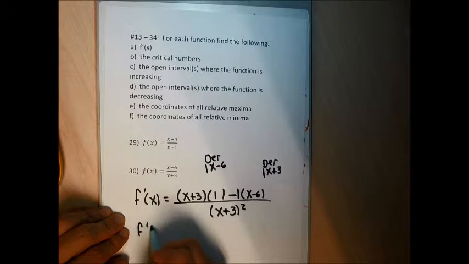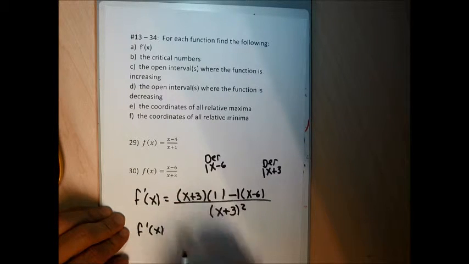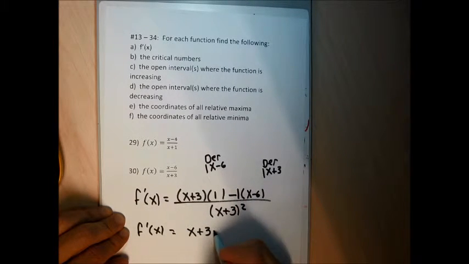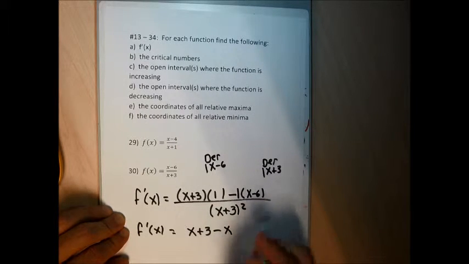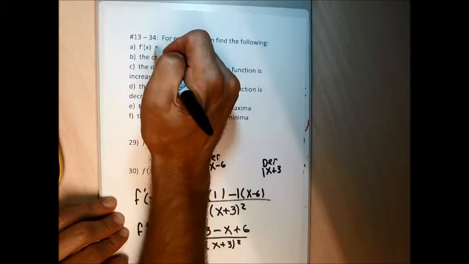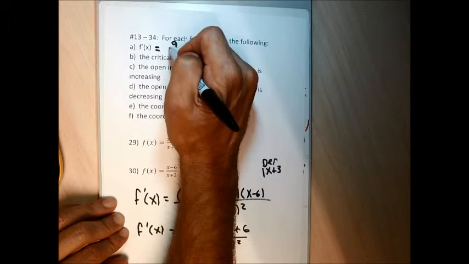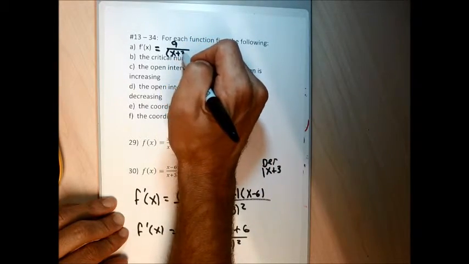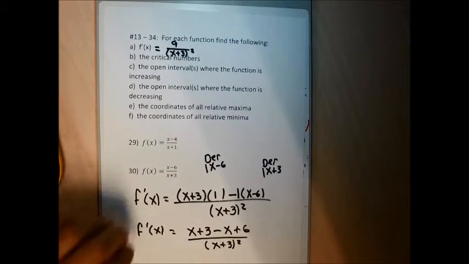Now I'm going to clear the parentheses. X plus 3 times 1 is just, in the numerator, x plus 3. And then minus 1 times the quantity x minus 6: minus 1 times x is minus 1x. Minus 1 times 6 is plus 6, and the denominator is x plus 3 squared. In the numerator, the x's cancel. I'm left with a 3 plus 6, which is a 9. So the answer for my derivative, the numerator is going to be 9. The denominator is going to be x plus 3 squared. That's part A by hand.